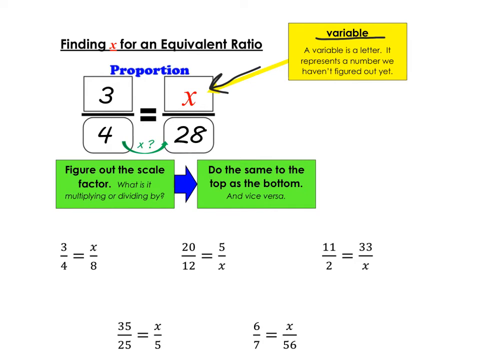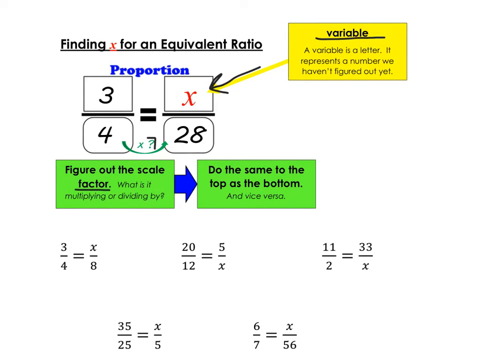So we're going to look at here. We're going to figure out the scale factor. What is it that we're multiplying or dividing by? Whatever we do to the bottom, we also have to do to the top or vice versa, okay? So if we look here, how do we get from 4 to 28? What is it that we multiply by to get from 4 to 28? Oh, we multiply by 7.